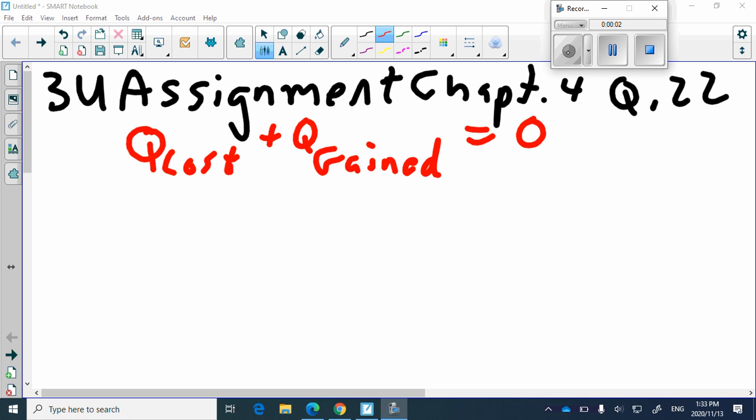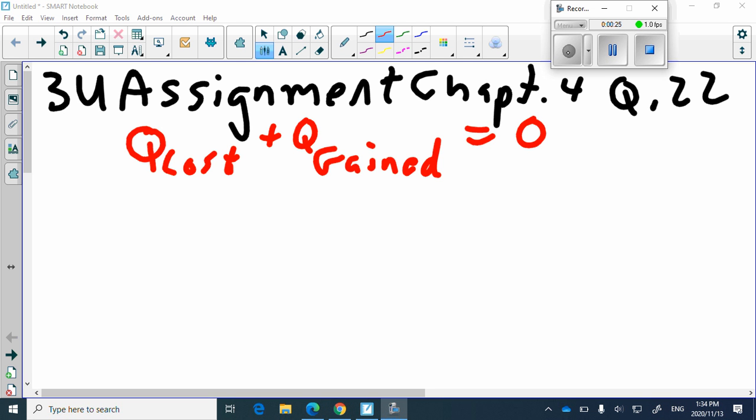Okay, kids, so 3U assignment, chapter 4, question 22. Let's read it. It says, how much water at 82 degrees Celsius must be added to 0.20 kilograms of water at 14 degrees Celsius to give it a final temperature of 36 degrees Celsius? So this is a heat transfer question.